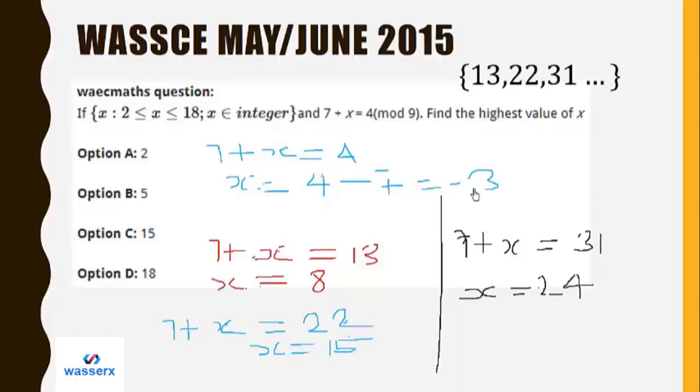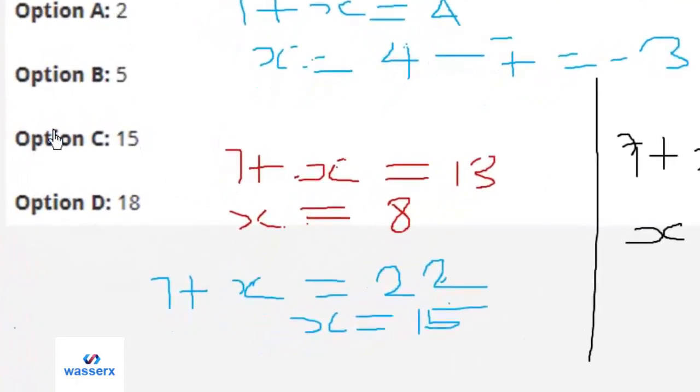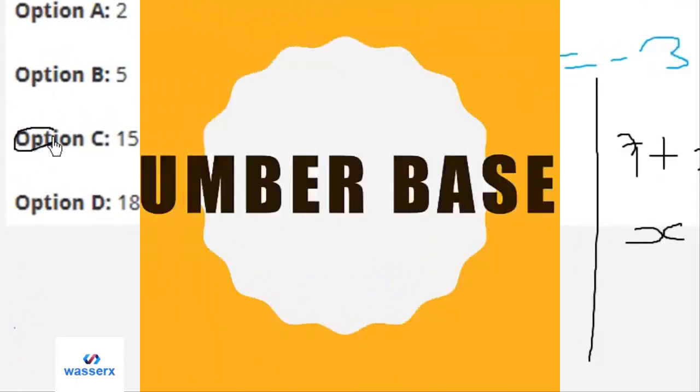x = 24 is not within this interval, so the possible values for x are 8 and 15. But they say we should find the highest value of x, which is 15. So option C is the correct answer.